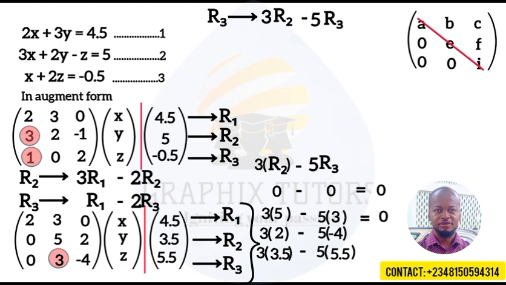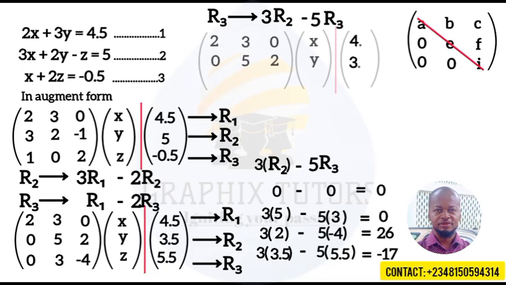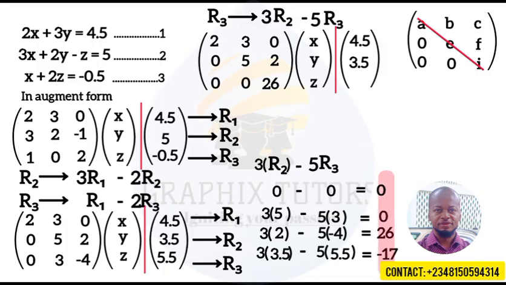So we know this is already 0. Then we have 3 times 2 is 6. Minus 5 times minus 4 is plus 20. 6 plus 20 is what? 26. 3 times 3.5 minus 5 times 5.5 will give us what? Minus 17. Are we good now? So I'll now write it out to be 0, 0, 26, and minus 17. So you see that I opened a new matrix here, right? So that's the new matrix that we have at that particular point.